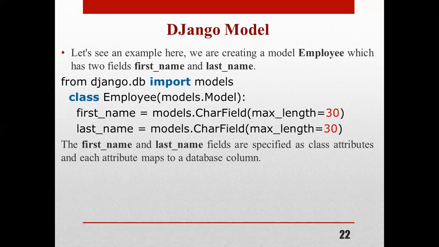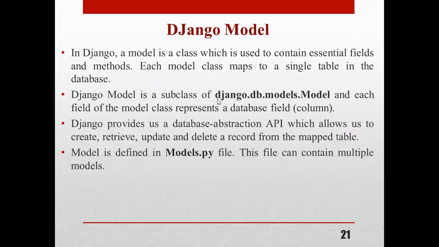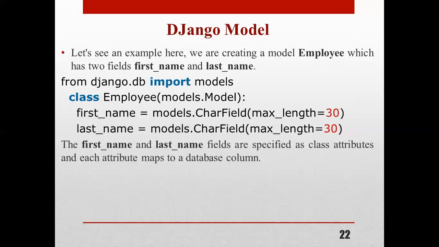Here you can see how to create a model. From django.db import models. Then create a class Employee with models.Model. Django model is a subclass of django.db.models.Model, so class Employee, inside the brackets models.Model, then a colon and the attributes.